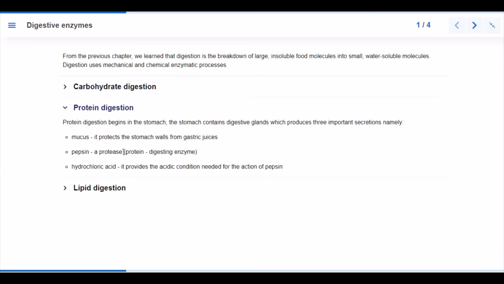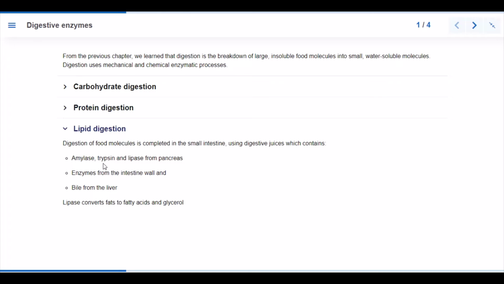Protein digestion begins in the stomach. The stomach contains digestive glands which produce three important secretions, namely mucus, pepsin, and hydrochloric acid. Mucus protects the stomach walls from gastric juices. Pepsin is a protein digesting enzyme. Hydrochloric acid provides the acidic condition needed for the action of pepsin.